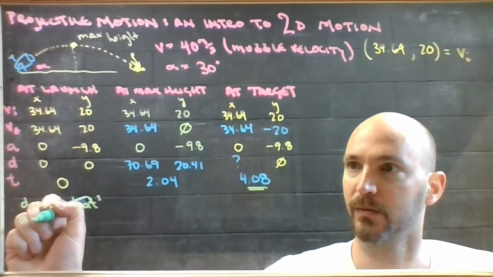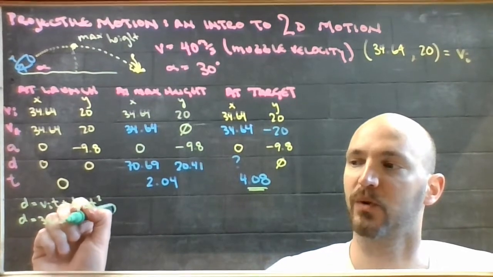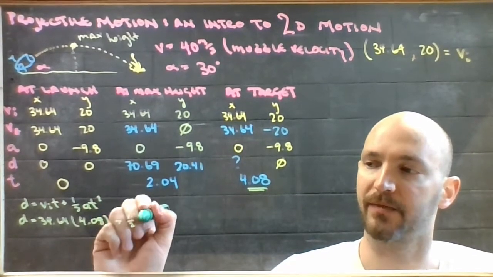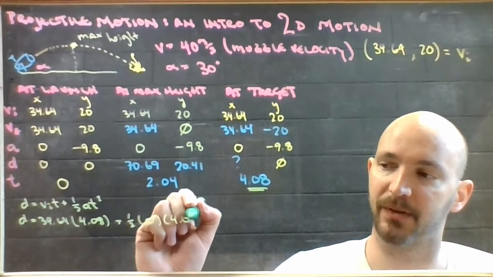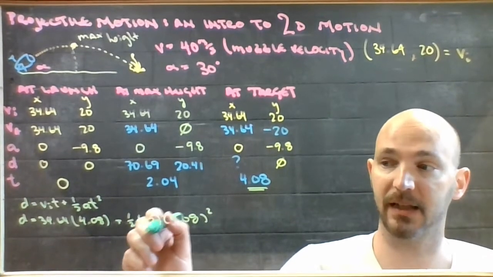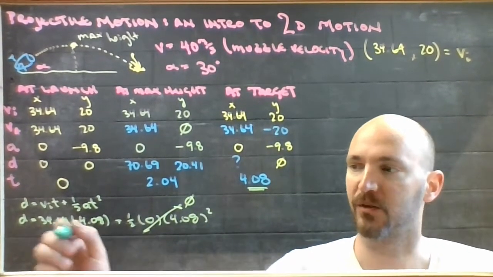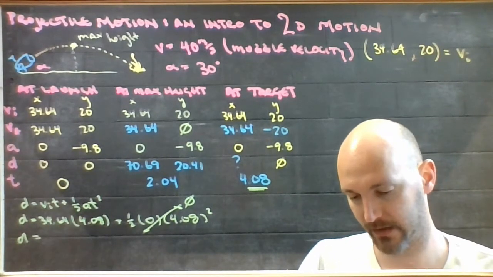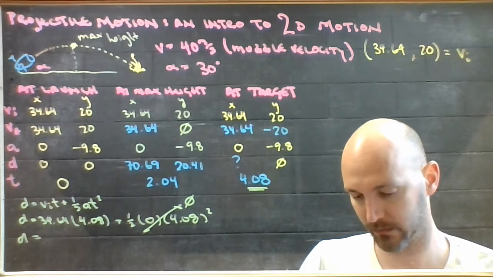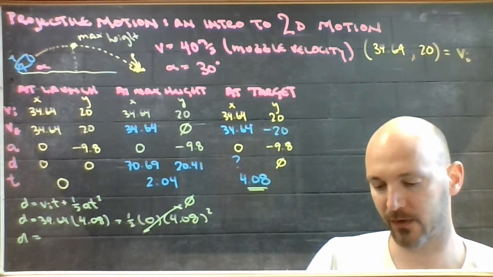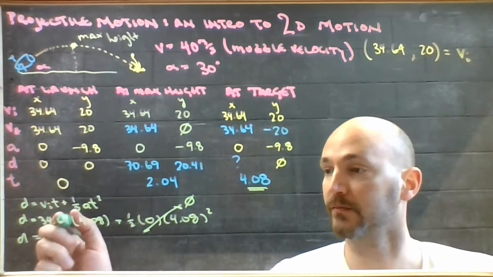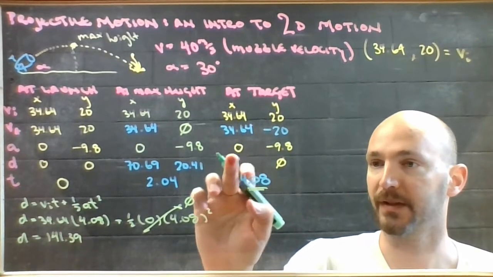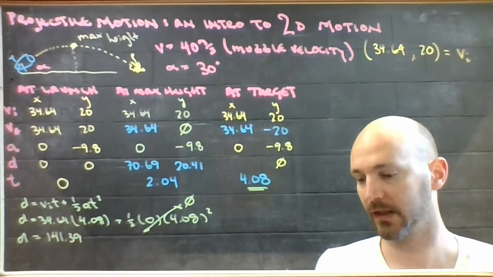Distance I don't know. Initial speed was 34.64. The time is 4.08 seconds. 1/2, the acceleration is 0, time is 4.08 seconds. 0 times anything is gone. So my distance ends up being 34.64 multiplied by 4.08, which gives me 141.39 meters. So this number here is 141.39.